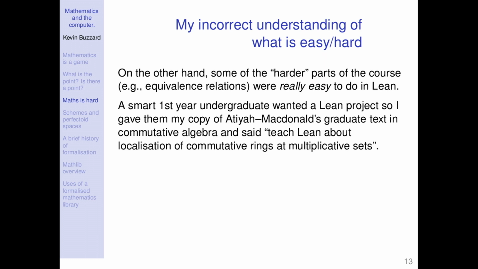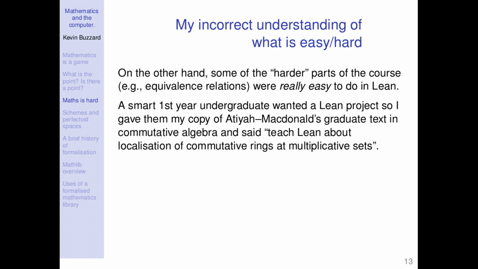So a few weeks into the course, I'd now got this renormalized idea about what was easy and what was hard. And I've also got these super smart first years that want a Lean project. So I gave one of them a graduate text in commutative algebra and said, why don't you go and define localization of commutative rings? Because I knew that, in theory, that's supposed to be hard on paper, right? But I knew that actually it was going to be easy. This is just the kind of thing that the theorem prover is really good at.